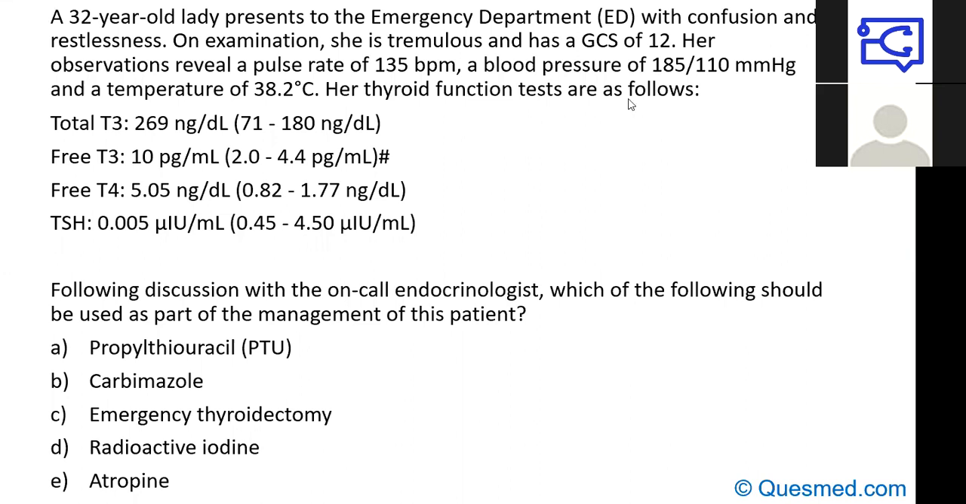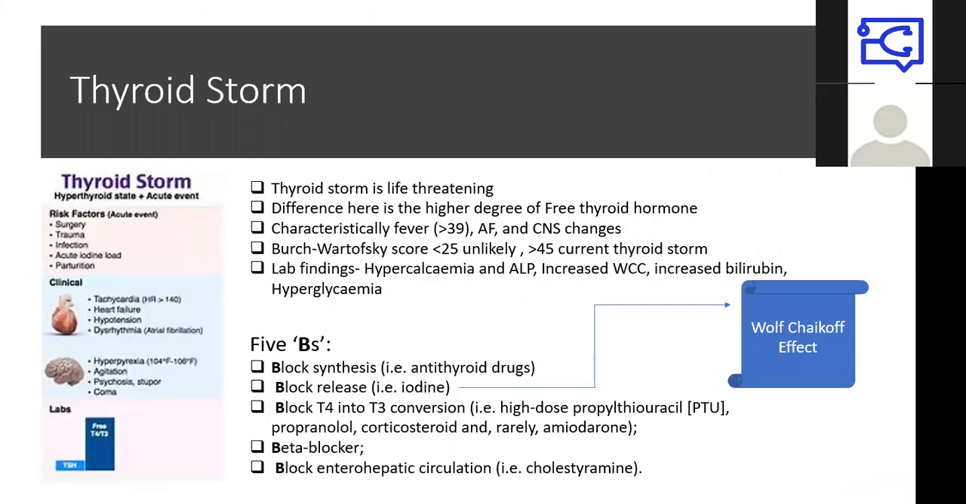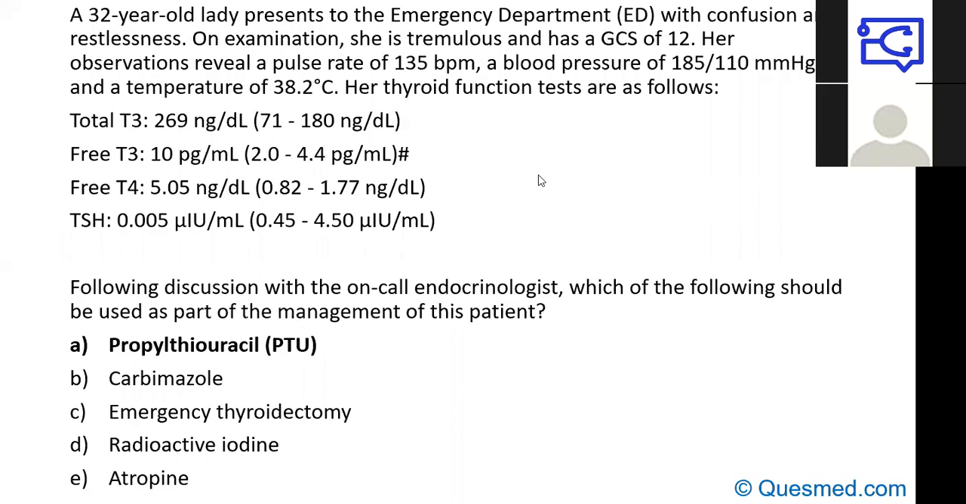Okay, so it seems we're quite split here. The right answer actually is using propylthiouracil, and we'll talk a little bit why that might be the case and what the treatments we use are. So this is a classical scenario of, well, actually, if we just go back, this is a thyroid storm.